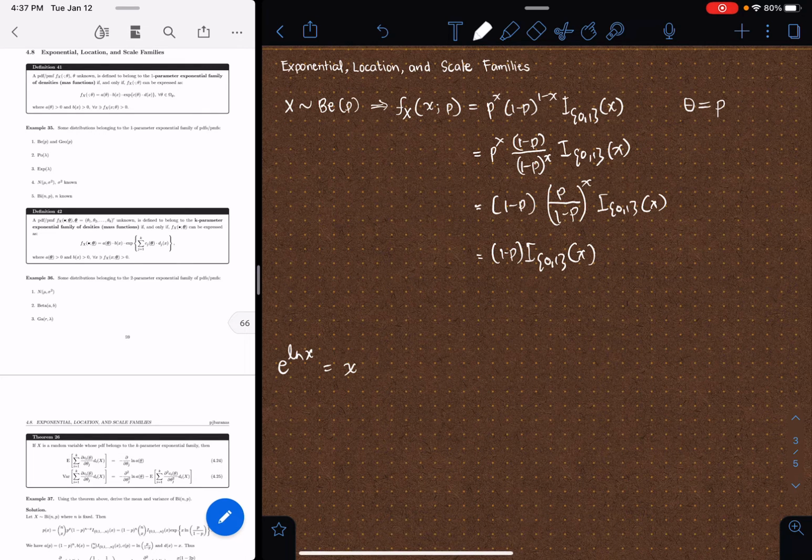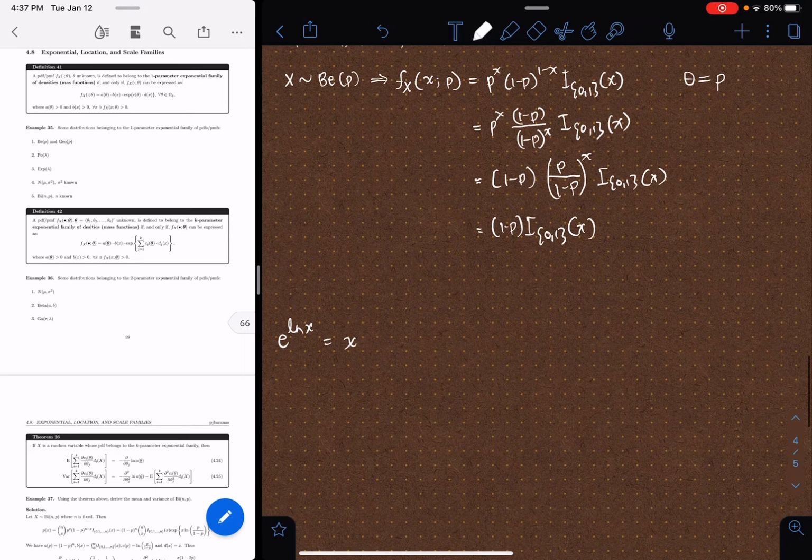Okay, so i-erase natin yan siya. We're going to use this result here, that e to the ln x is just equal to x. So if we think of p all over 1 minus p to the x as our x here, we can actually write this one as the exponential of the ln of p over 1 minus p to the x. Okay. And then apply the property of logarithm.